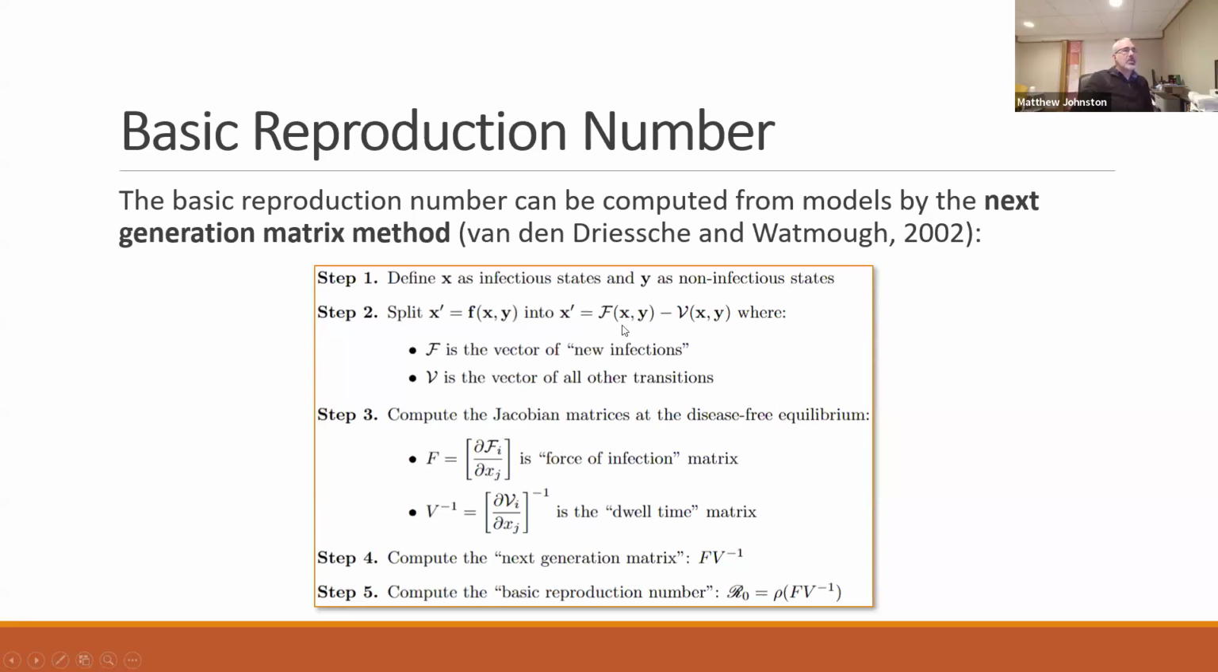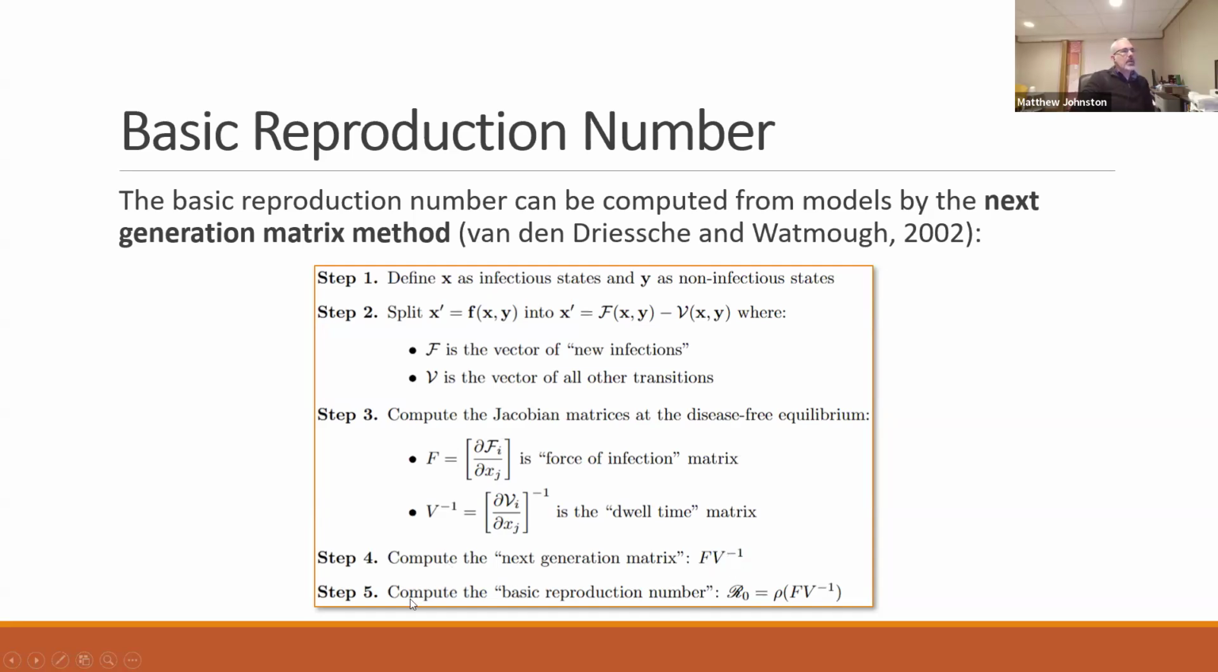The F matrix, the F Jacobian, is called the force of infection matrix. The V matrix doesn't have any direct context, but we'll need it for structure, and the inverse of it is very important. The inverse of the Jacobian of V is the dwell time matrix, and it does correspond to the amount of time people would expect to dwell in each one of those states. It's a stochastic sort of thing. The next generation matrix, from which the method gets its name, is this FV inverse.